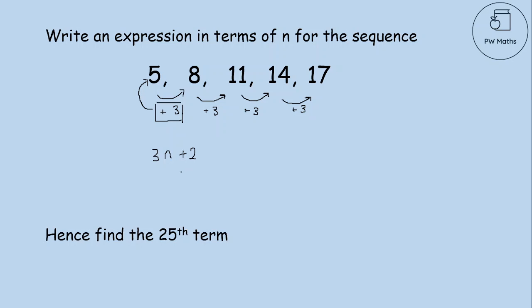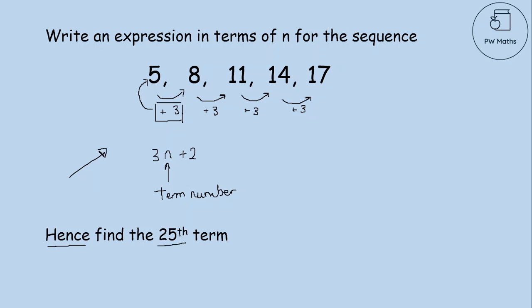We're then asked "hence". This word hence basically means looking at what's gone on before it, in other words this question here: find the 25th term. So, finding the 25th term of this sequence. Now in this expression, n is the term number, the position of each of the numbers in the sequence. So I want to find the 25th number in that sequence.